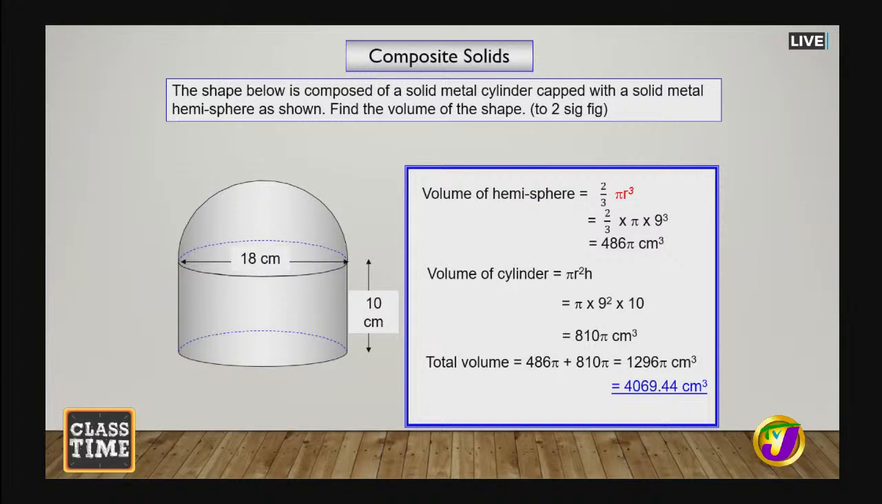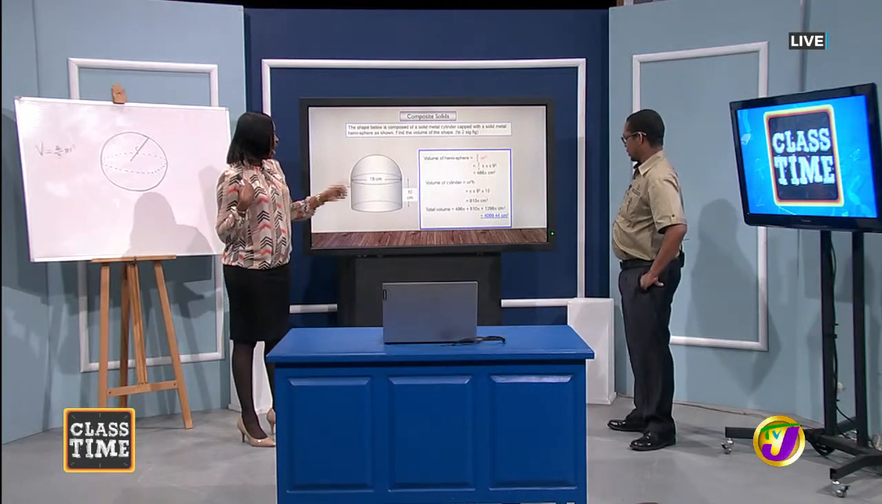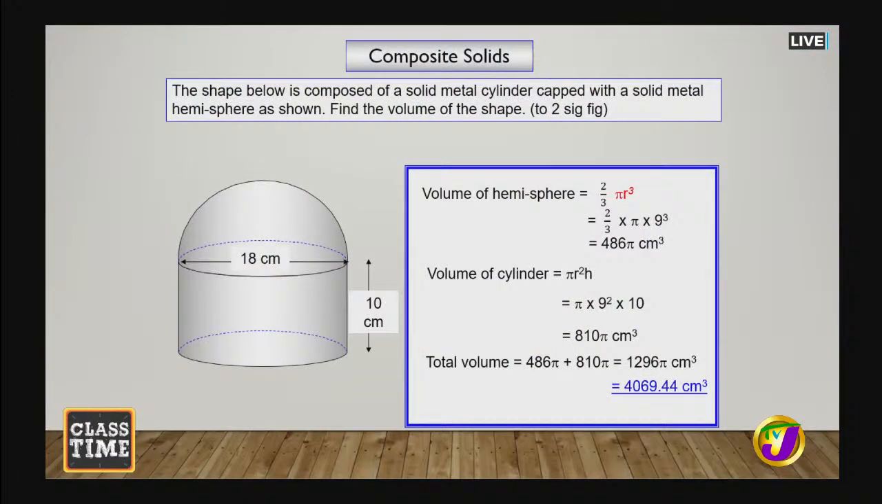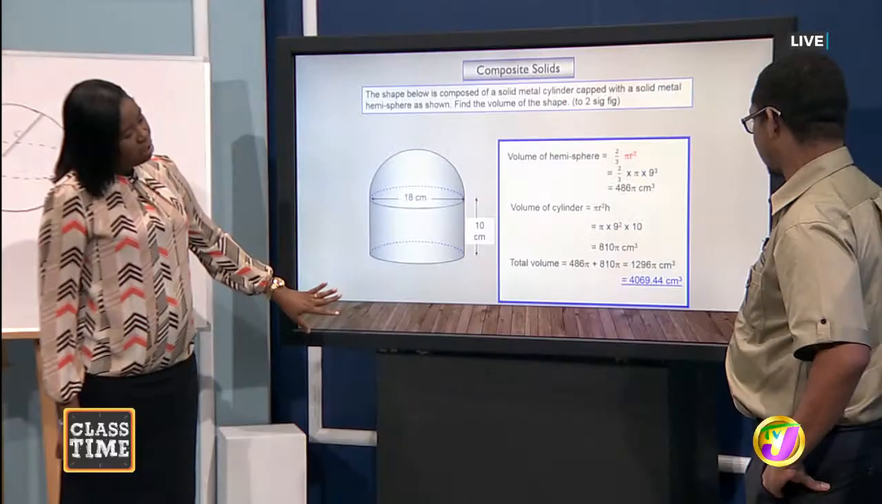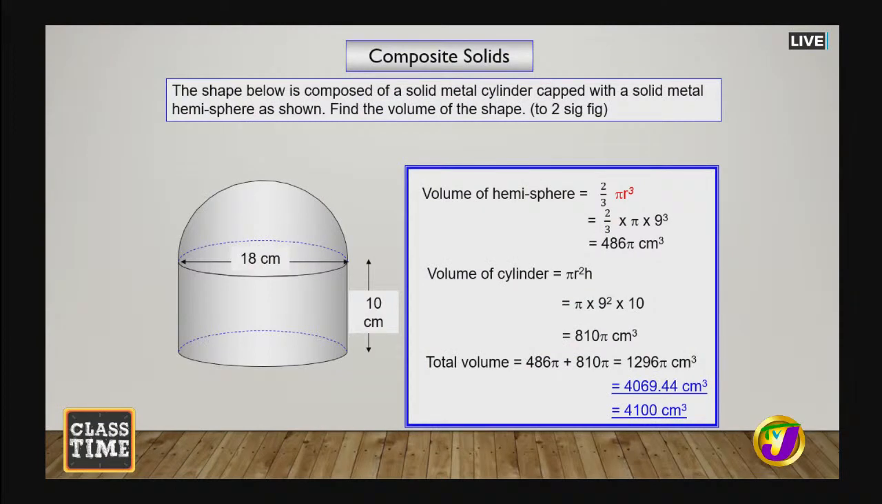So remember, we did significant figures in previous lessons. How many significant figures do we have now on the board? We have a lot. If we count them, 1, 2, 3, 4, 5, 6. Six, and we need 2. So when we do our rounding off, we would get 4,100 cubic centimeters.